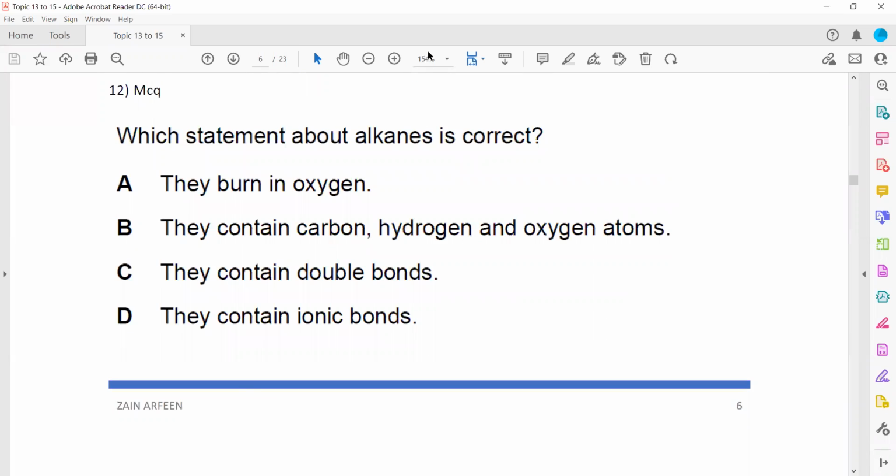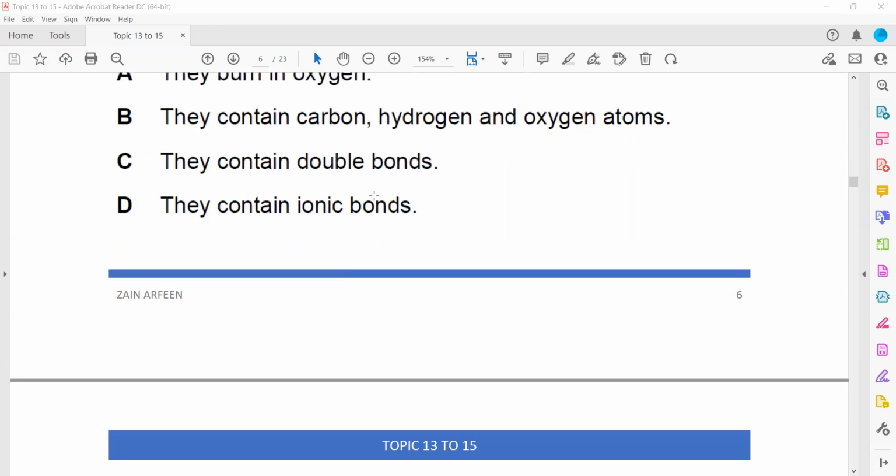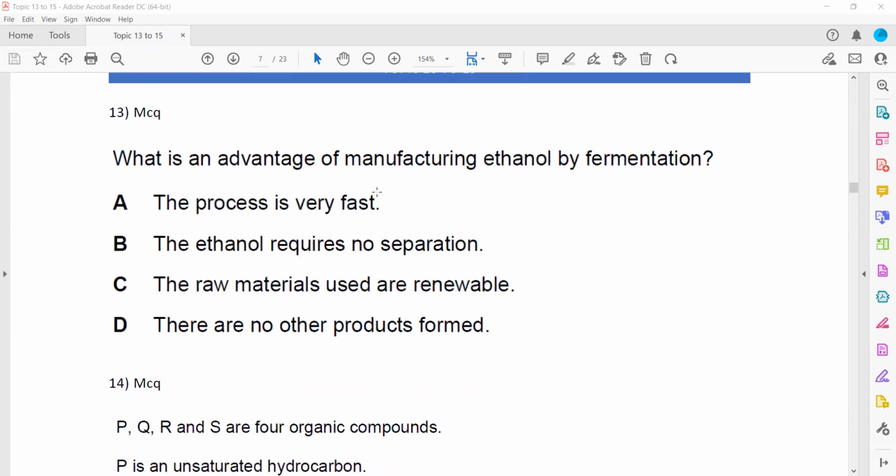Which statement about alkanes is correct? They burn in oxygen. Alkanes can be burned in oxygen. That is true because they can be used as a fuel. They contain carbon, hydrogen, oxygen. That is wrong. Alkanes are hydrocarbons, so they contain carbon and hydrogen. They contain a carbon-carbon double bond. That is also wrong. And they contain ionic bonds. That is also incorrect because hydrogen and carbon are non-metals, so they will have covalent bonds.